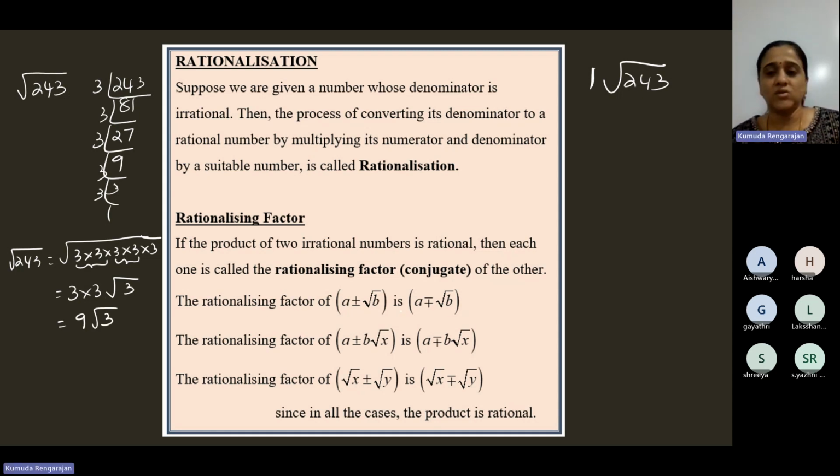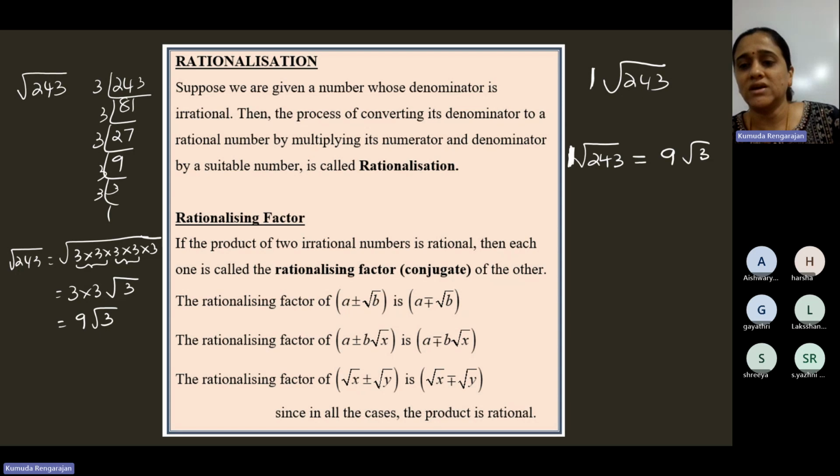So this number, square root of 243, which is written as a pure surd, can be expressed as a mixed surd. It's a pure surd because there's a 1 in front of the irrational factor. But this can be expressed as a mixed surd, which is 9 root 3, because you have a 9, something other than 1. So it's a mixed surd, 9 root 3.